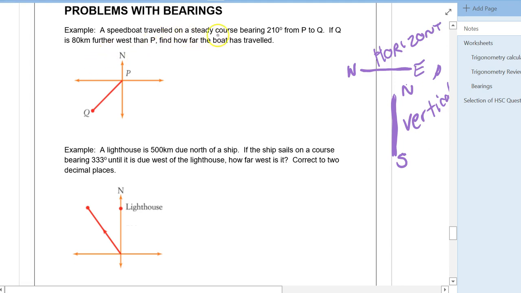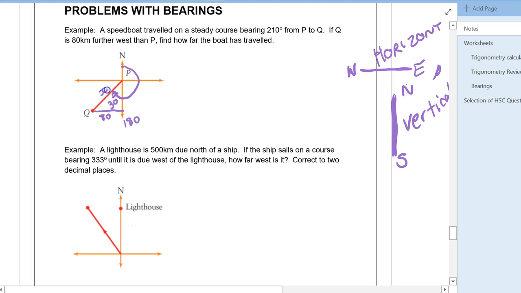A speedboat travels on a steady course of a bearing of 210 from P to Q. So P is the orange and Q is out here. So this bearing's 210. So if this is 180, that makes this angle here 30. If Q is 80 further west than P, 80 here, because this is the east-west line. How far has the boat travelled?